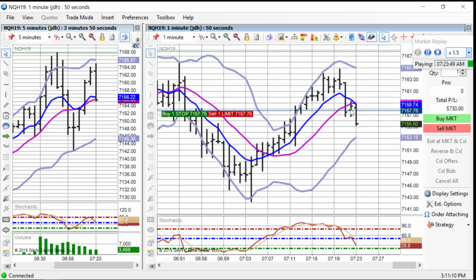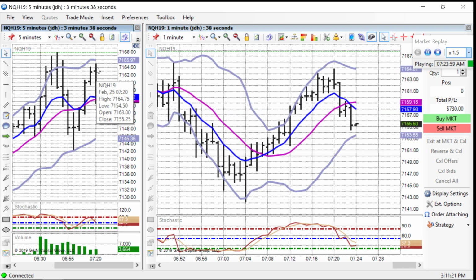See how sometimes the 1, 2, 3s aren't as pronounced as other ones, like that first one. And on the 5-minute chart, you see it's making a gigantic one. So they come on all sizes.